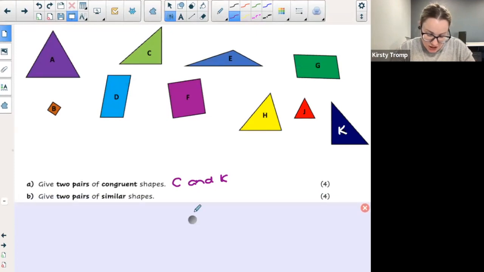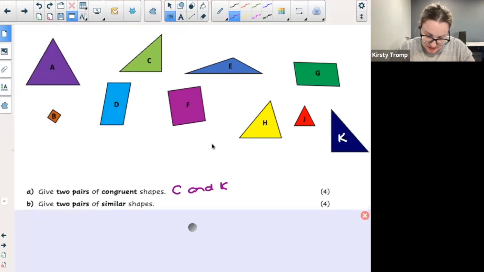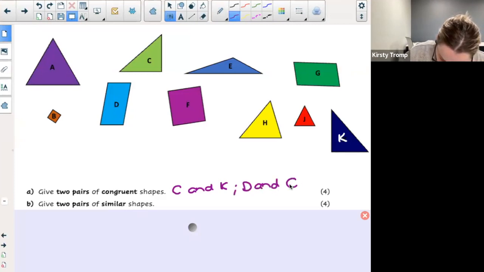All right, it has asked me for two pairs. Let's see if we can see another one. Thank you, Mulalo, for that first one. Let's see if somebody else can give me another one. Let's go with Katlejo. Katlejo, can you see another pair of congruent shapes? It's kind of difficult. I think it's D and G. You are amazing. Well done. I agree with you. D and G also look like they are congruent. Well done.